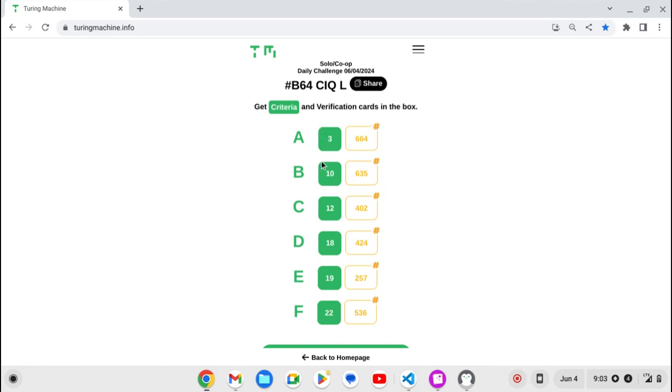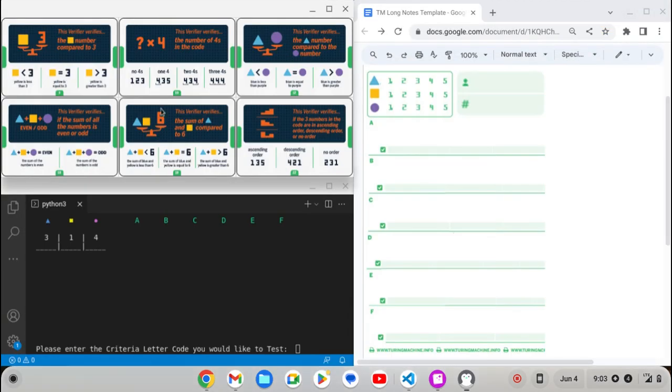Criteria cards 3, 10, 12, 18, 19, and 22. And above you'll find the unique identifier for today's puzzle, which you can always go on to turingmachine.info and search for to get more details. Let's go solve. Alright, so in our grid above we've got our 6 criteria cards.